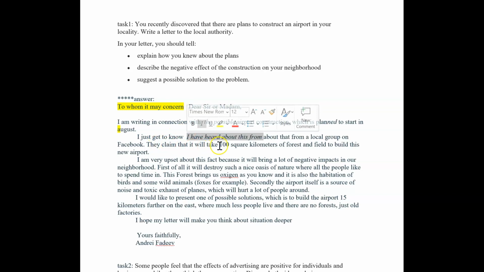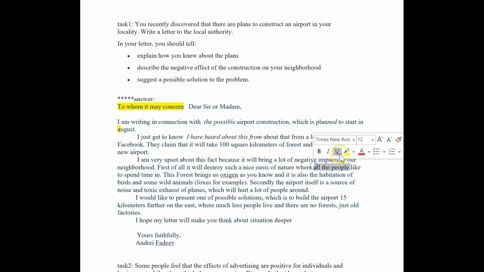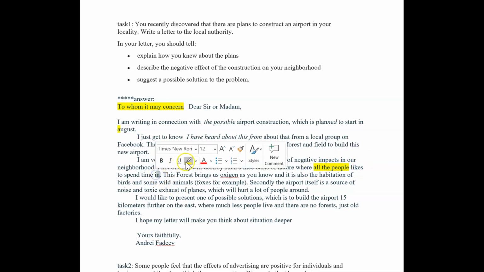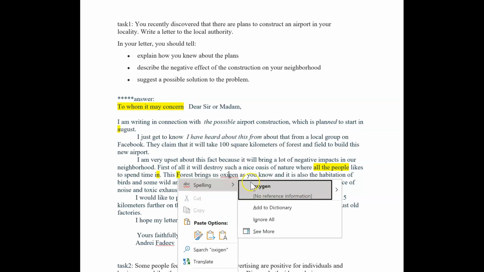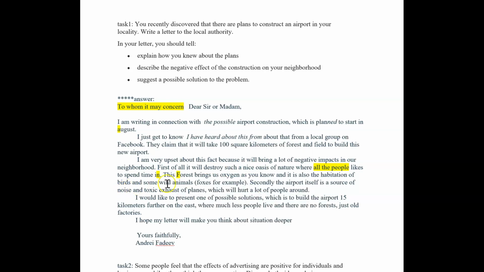They claim it will take 100 square kilometres of forest and field to build this new airport. Good. I'm very upset about this fact because it will bring a lot of negative impacts in our neighbourhood. Very good. First of all, it would destroy such a nice oasis of nature where all the people like to spend time in. Now, we don't say all the people, we say everyone. Okay? Where everyone likes to spend time. You don't need that. This forest brings oxygen, as you know, and it's also, so no capital there. Spelling oxygen is E, as you know, and it is also the habitation of birds and some wild.